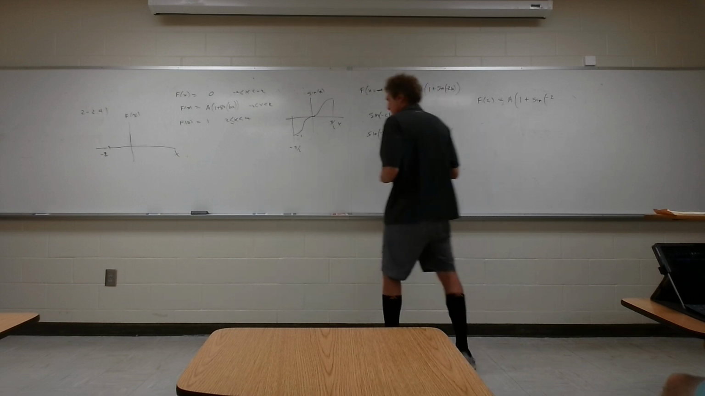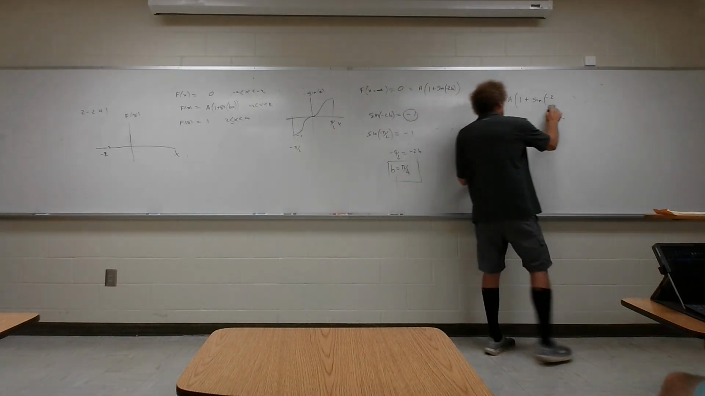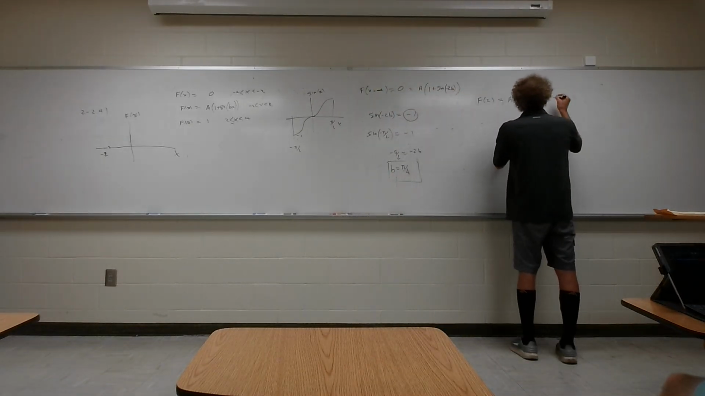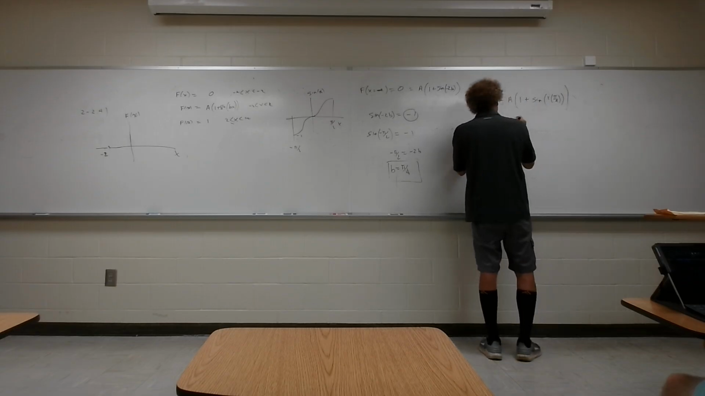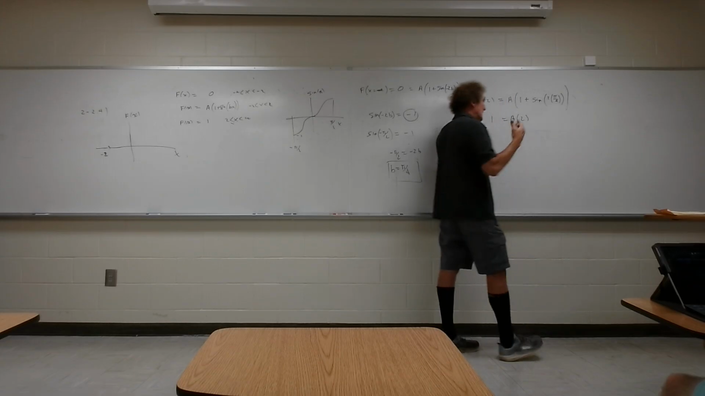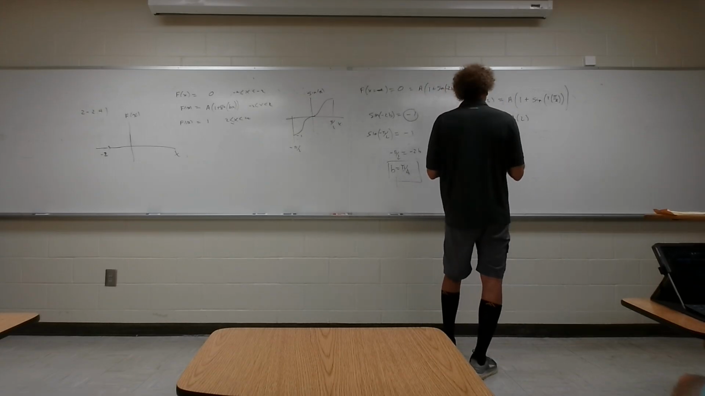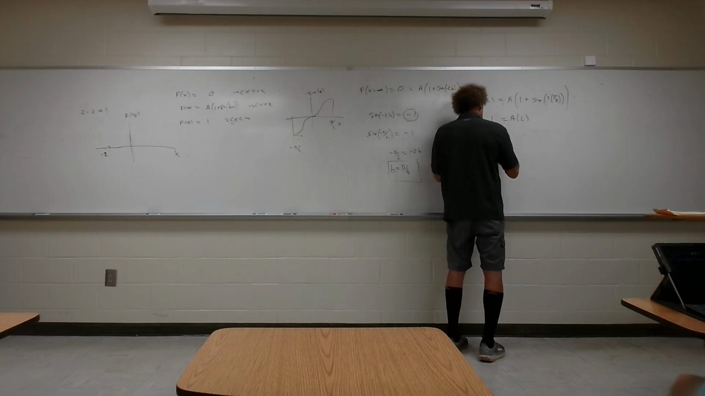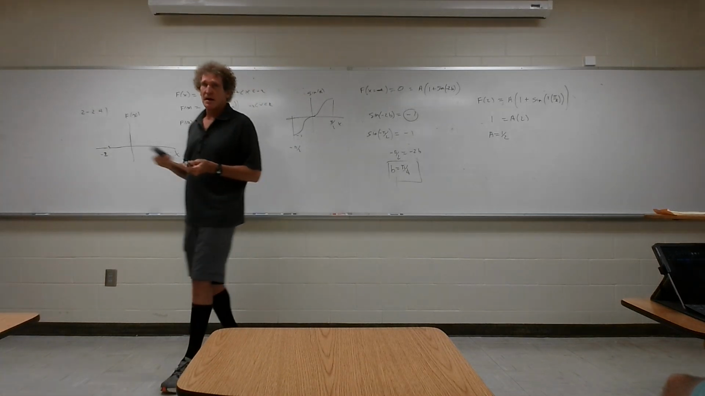Oh, I'm sorry. Plus, sorry. Sine of 2 times pi over 4, or that's the sine of 90 degrees, and that's going to be equal to a times 2, which would be equal to 1 because we're at x equals 2, and that means a has to be 1/2. Do y'all agree with that for this one?